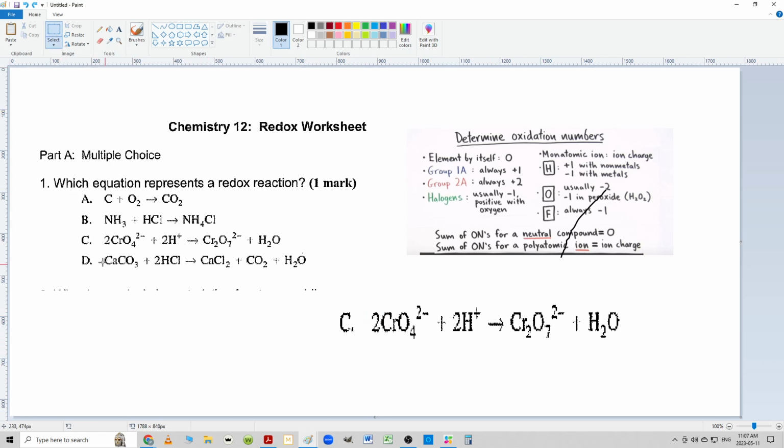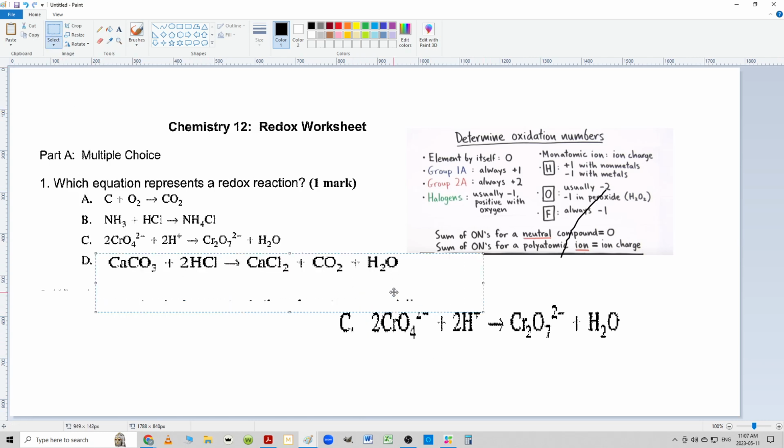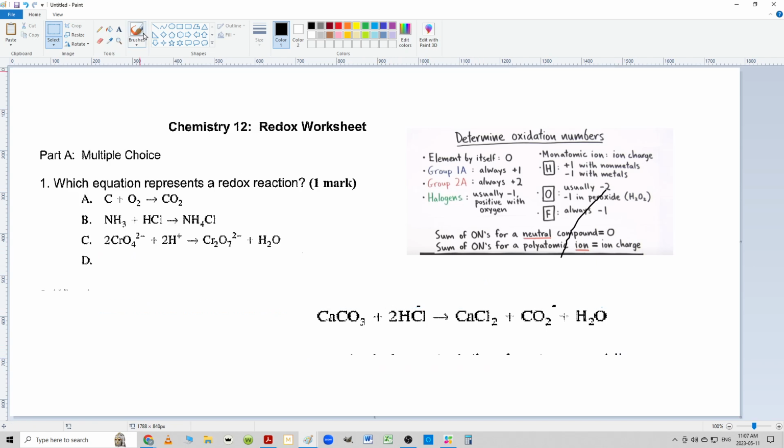So let's have a look at this. If you look carefully, if CO3 appeared over here on the right side, we wouldn't have to figure it out at all. It would just stay as carbonate. But it doesn't. It went down to carbon dioxide and its charge changed. So we have to figure it out within the individual atom.